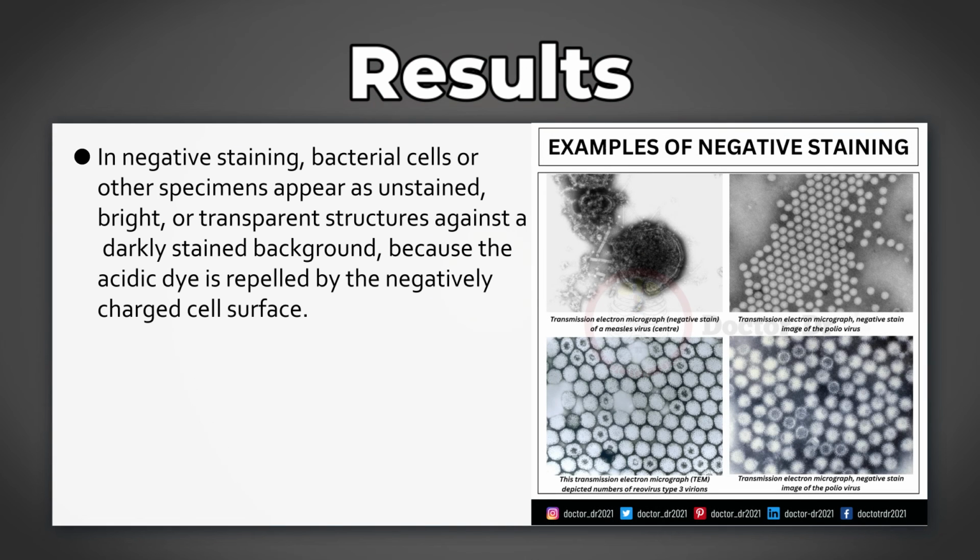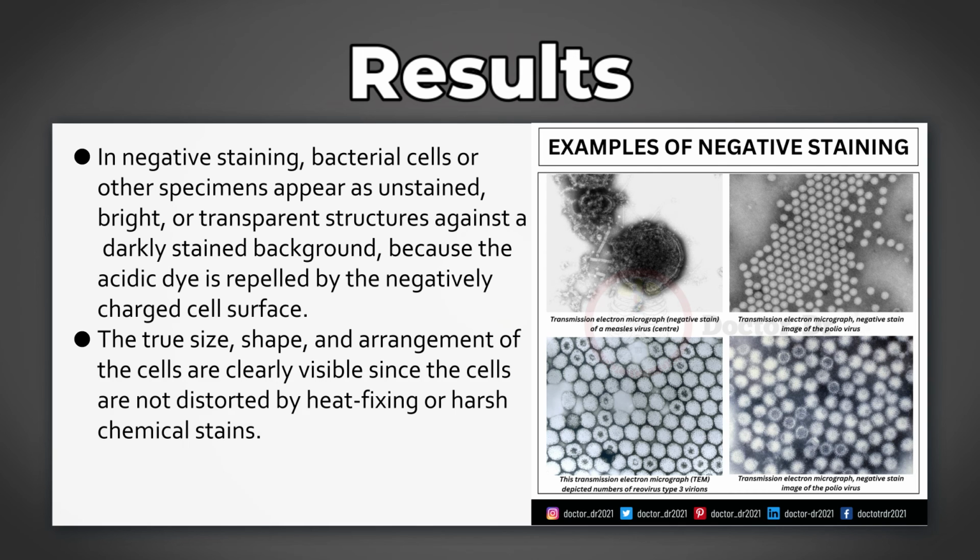Results of negative staining. In negative staining, bacterial cells or other specimens appear as unstained, bright, or transparent structures against a darkly stained background because the acidic dye is repelled by the negatively charged cell surface. The true size, shape, and arrangement of the cells are clearly visible since the cells are not distorted by heat fixing or harsh chemical stains.